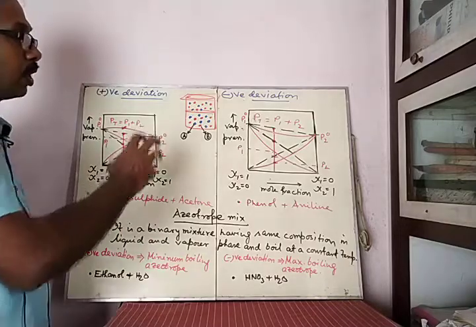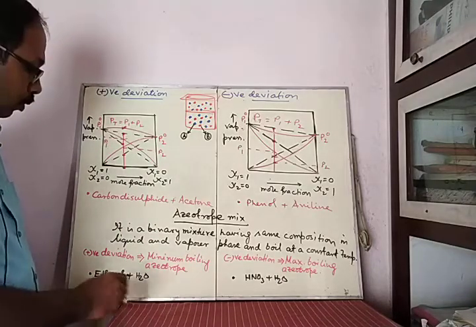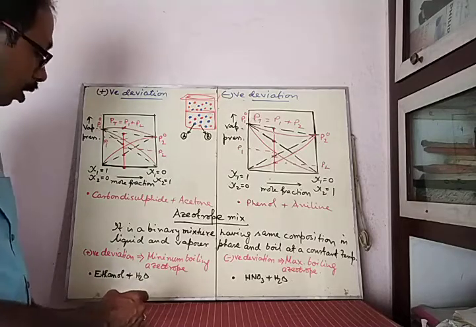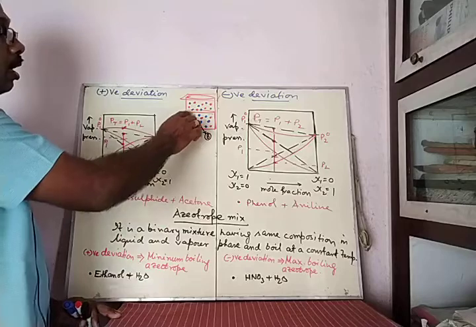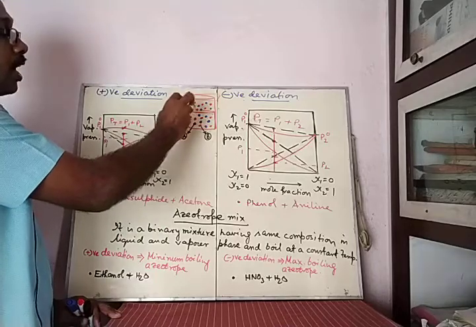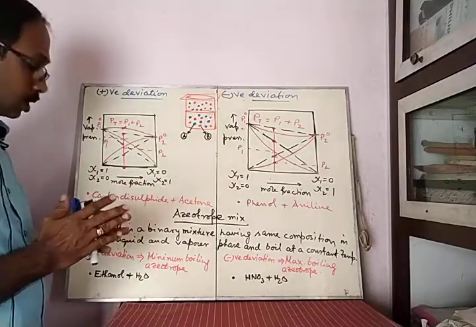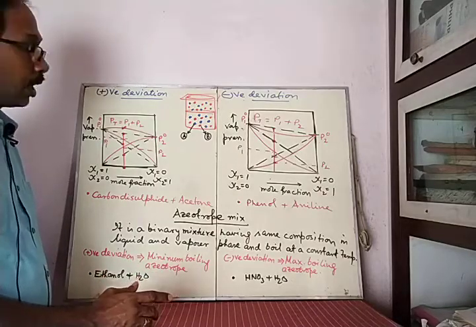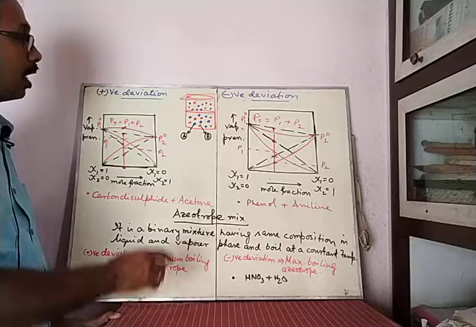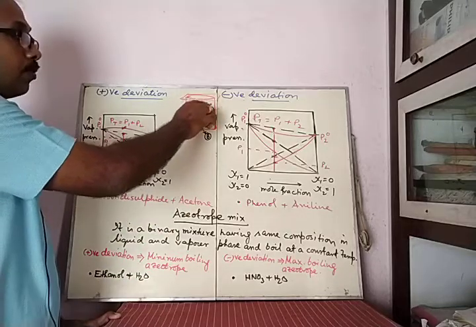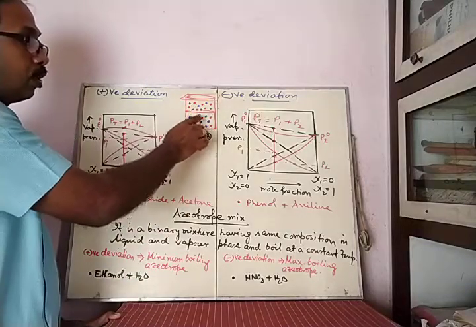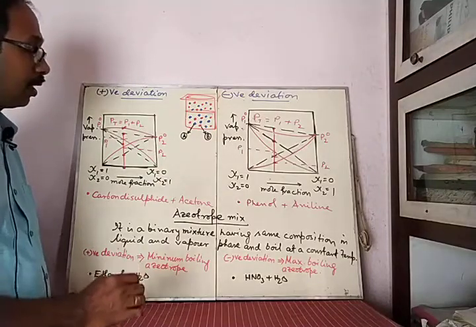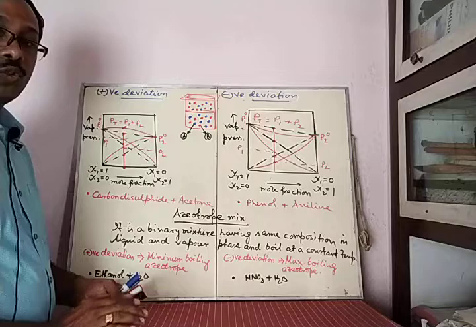Now what happens during azeotropic condition? Suppose this mixture of ethanol and water is 95% ethanol. What happens if we want to separate ethanol from water by fractional distillation? It is not possible, because both the vapor phase composition and the liquid phase composition become equal. So that is the thing that happens in case of azeotrope mixture.